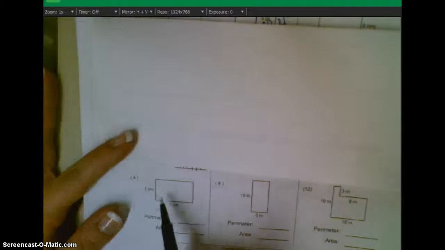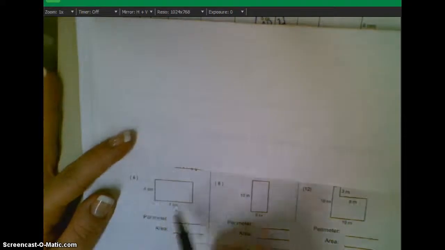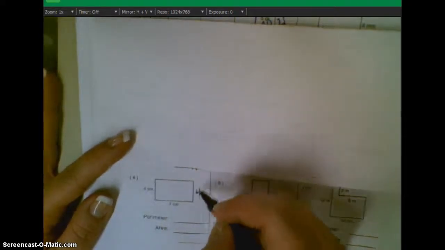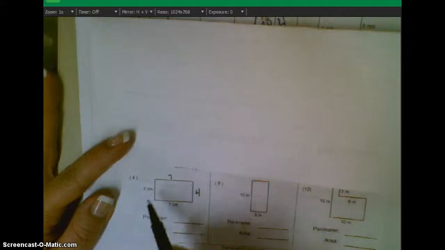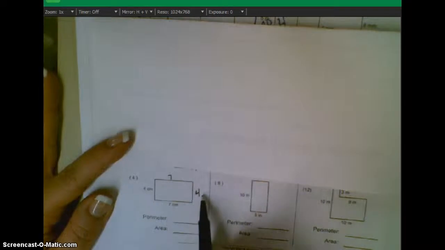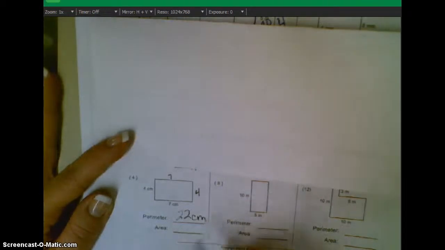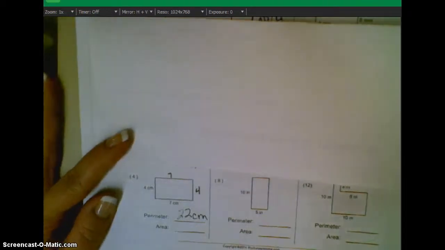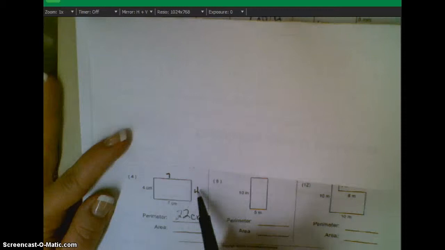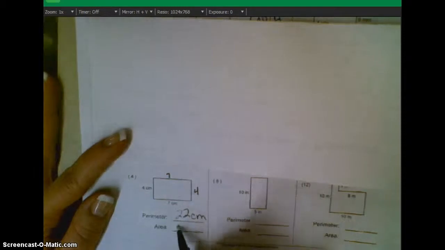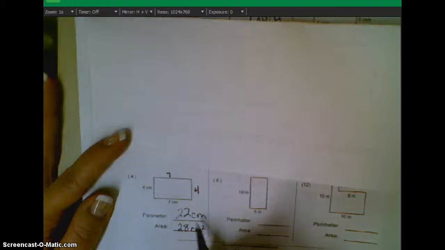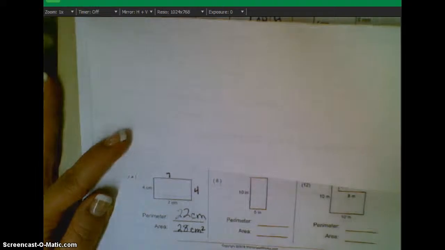Now we've got a nice easy one, 4 and 7, so this side must be 4, this side must be 7. We'll add them up. 4 plus 7 is 11, and another 11, so we get a total perimeter of 22, and we were measuring in centimeters, 22 centimeters. Area, that's going to be our base times our height. 7 times 4 is 28, and we're talking centimeters squared because we've got centimeters times centimeters.